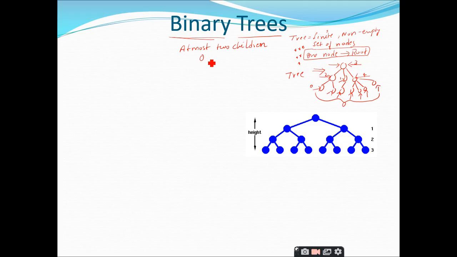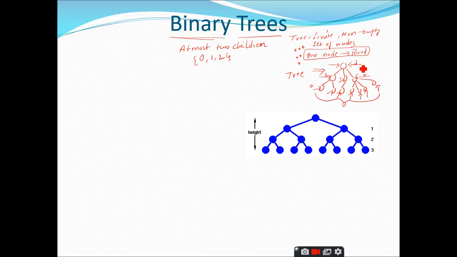That means it can have 0 children, 1 child or 2 children. The number of children of every node is restricted within this set only. Either it may have 0 children, or 1 child, or 2 children. So if you impose such a restriction on the trees, that means every node can have at most 2 children, then we call such trees binary trees.